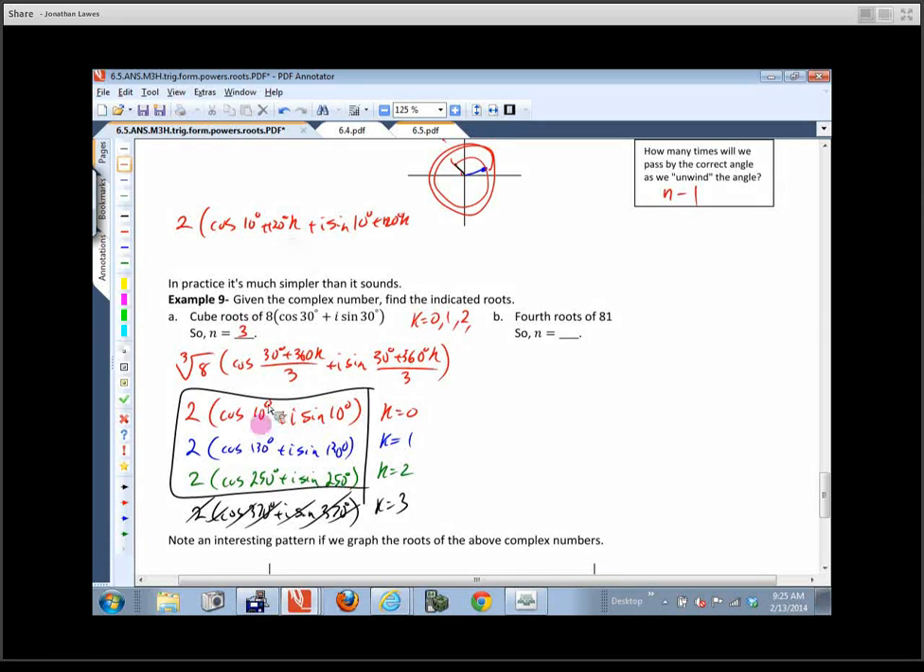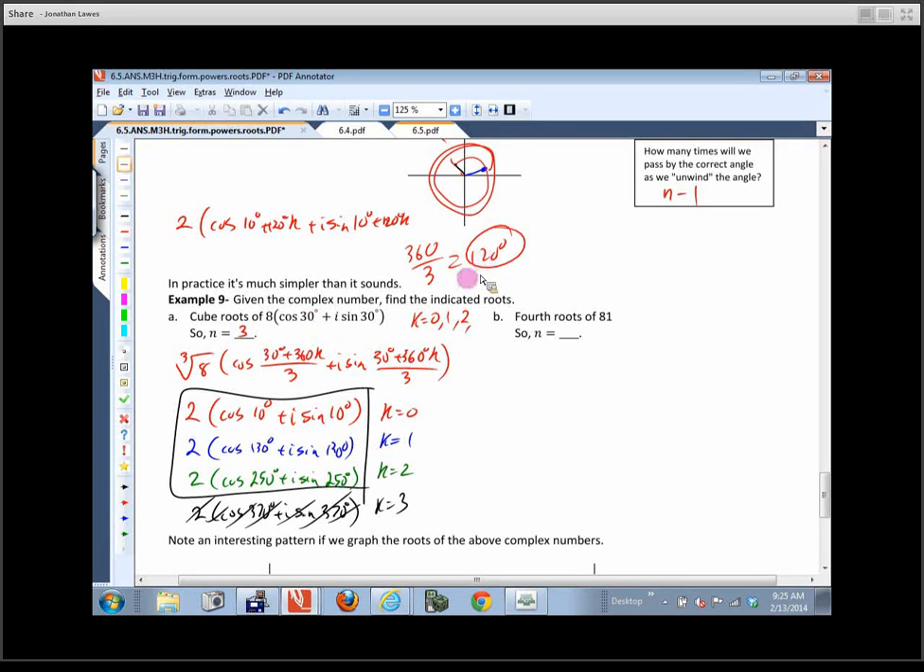Or I can get the first answer. This is the easiest way to do it. Get the first answer. Take 360, divide it by whatever n is. You're going to get 120. Get the first answer by dividing the angle that we have here by, sorry, by 3. You get 10.